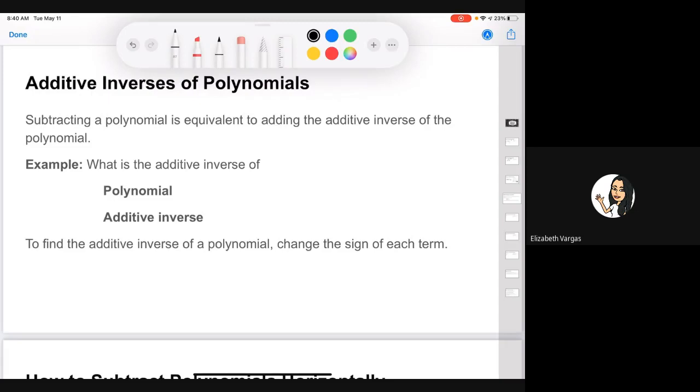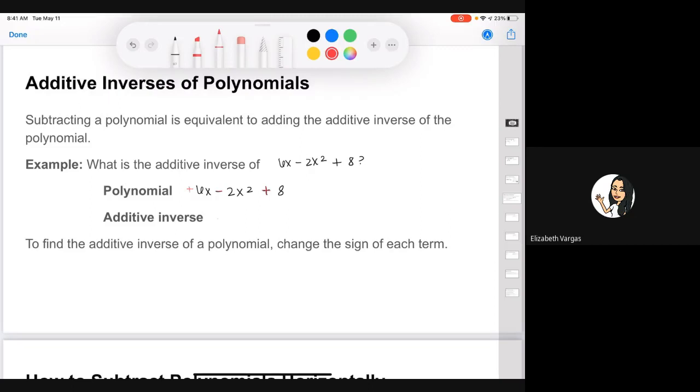So what is the additive inverse of, for example, 6x minus 2x cubed plus 8? Okay, well, here we have that polynomial. I can write that here. 6x minus 2x cubed plus 8. The additive inverse basically just changes the sign of everything. So here we have an imaginary positive sign. Here we have a negative sign. Here we have that positive sign. Basically, whenever you do the additive inverse, you're switching it.